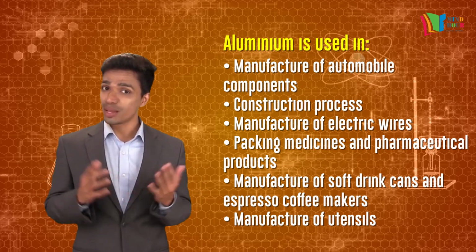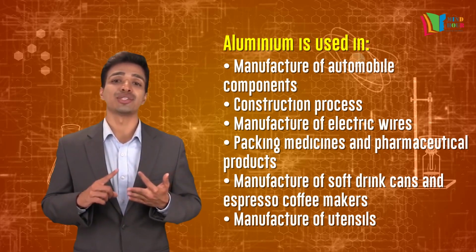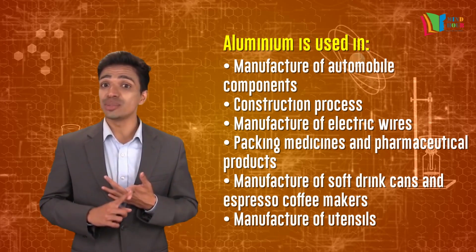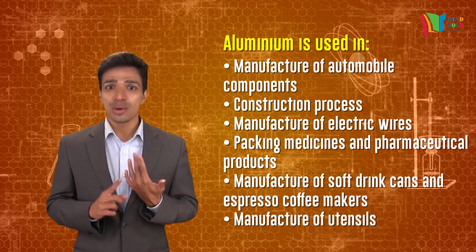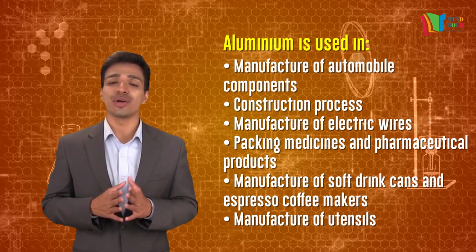Aluminium is used in manufacturing of automobile components, construction processes, manufacture of electrical wires, packaging medicines and pharmaceutical products, manufacturing of soft drink cans and espresso coffee makers, and manufacturing of utensils.